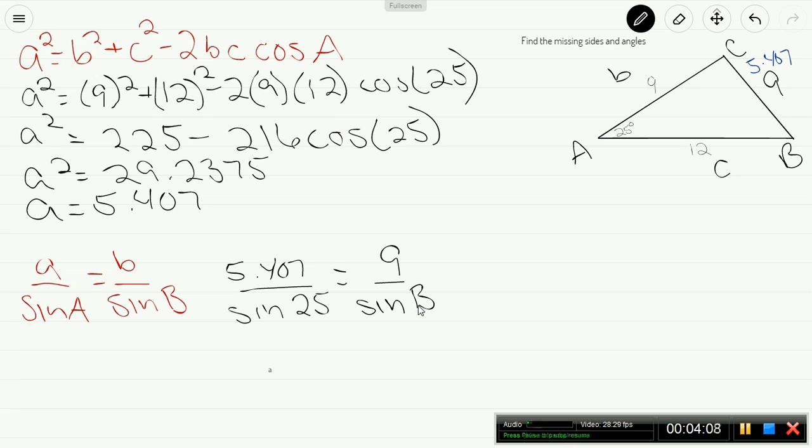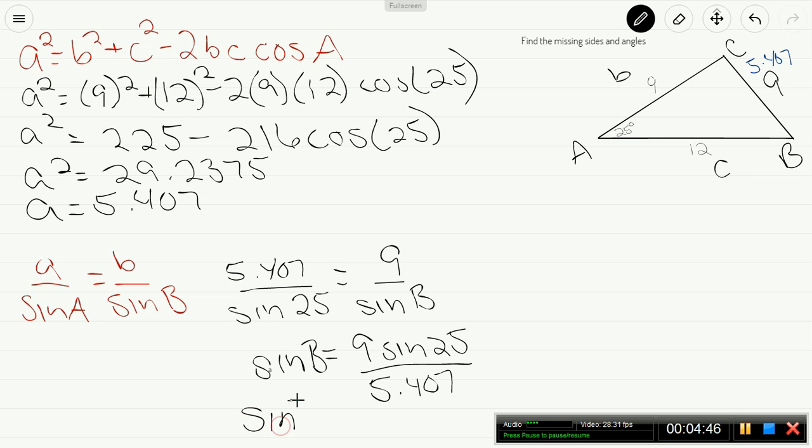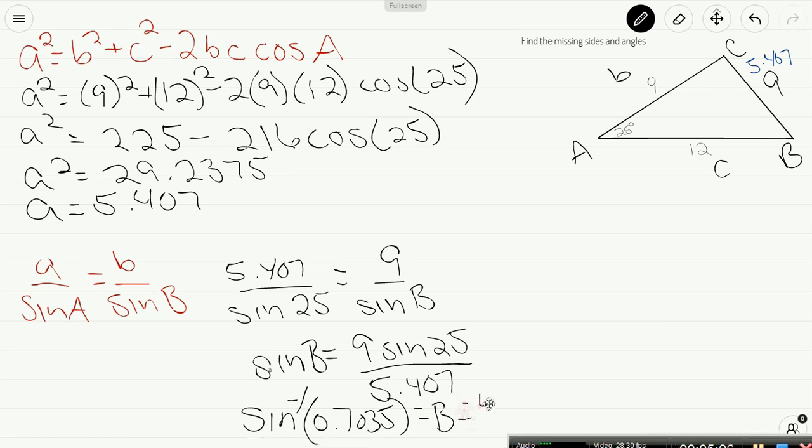So we end up cross multiplying and we get sine B equals 9 sine 25 over 5.407. If you do this in the calculator, you're just going to get 0.7035. So I'm going to go ahead and take the inverse sine of that. So arcsine of 0.7035 equals B, which equals 44.7.